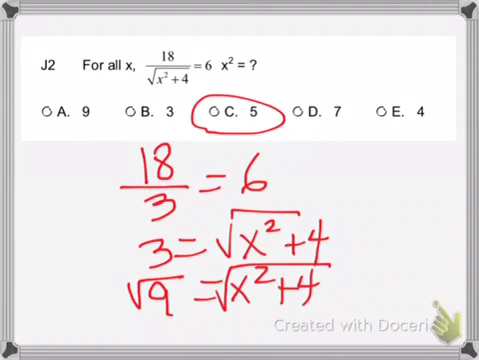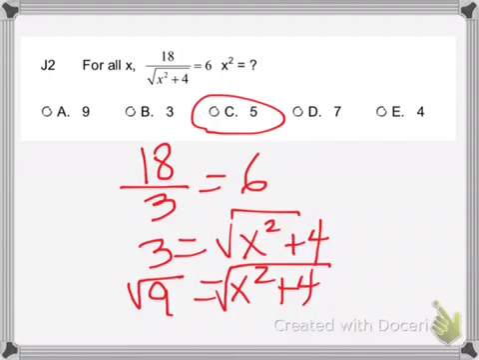Number 2. For all x, the square root of x squared plus 4 equals 6, what does x squared equal? So I know 18 over 3 equals 6. So 3 has to equal the square root of x squared plus 4. And I know to get 3, I got to take the square root of 9. So the square root of 9 has to equal the square root of x squared plus 4.